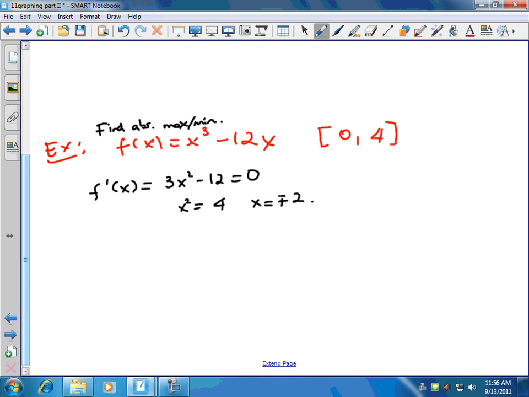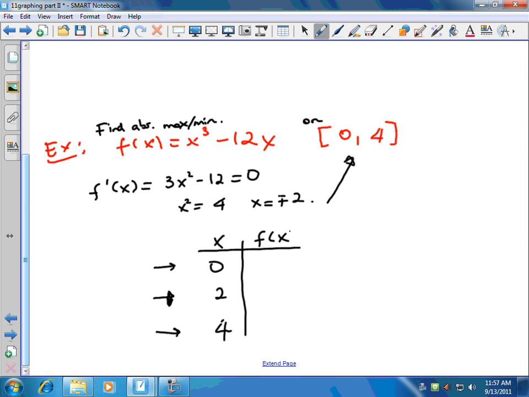Here's the thing though. Look at this interval. We're trying to find the maximums within this interval. And negative 2 doesn't even lie in that interval, right? So from these critical points, the only one I'm going to select is the positive 2, because negative 2 is not in that interval. It cannot possibly be an absolute max or min. So look what I did here. I took the endpoints of the interval, as well as the critical points that lie in that given interval. And I'm going to plug each one into f of x, and then we're going to find the corresponding y coordinate. So let's see what we get.